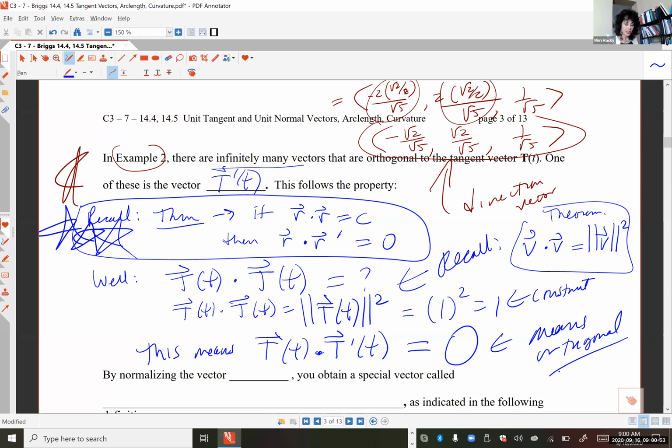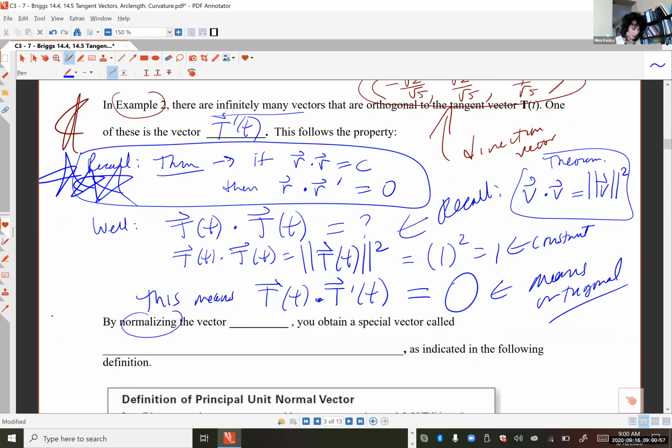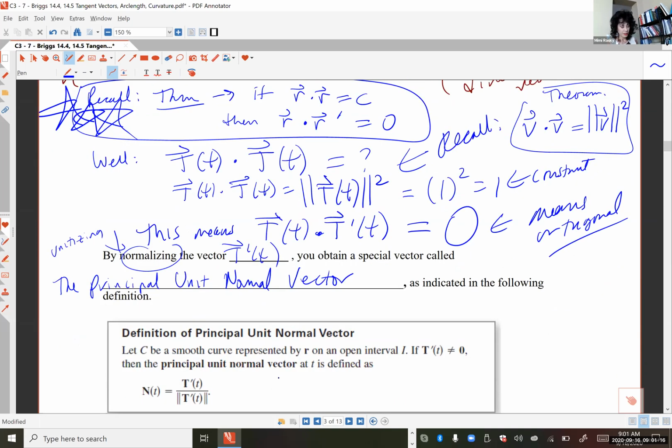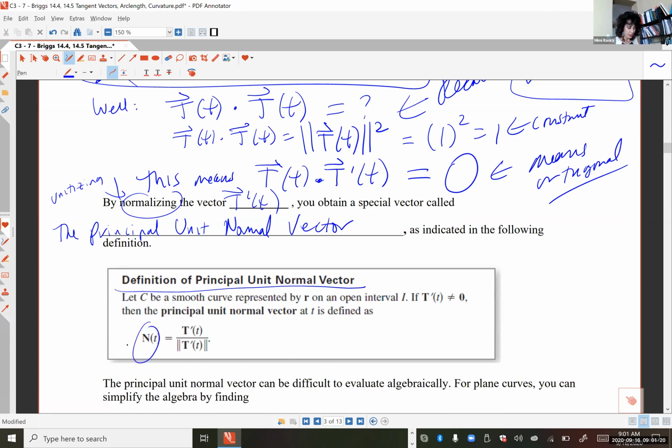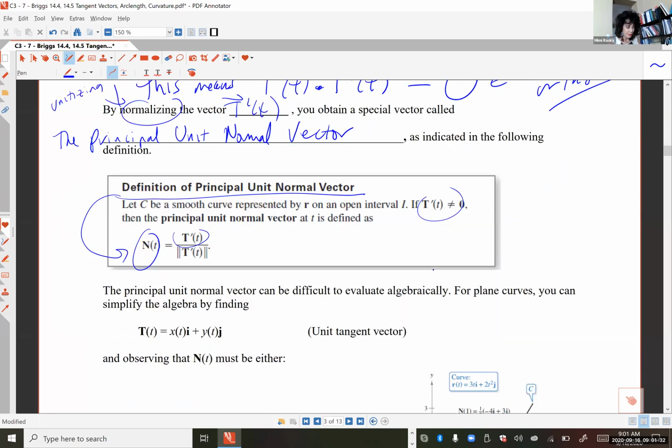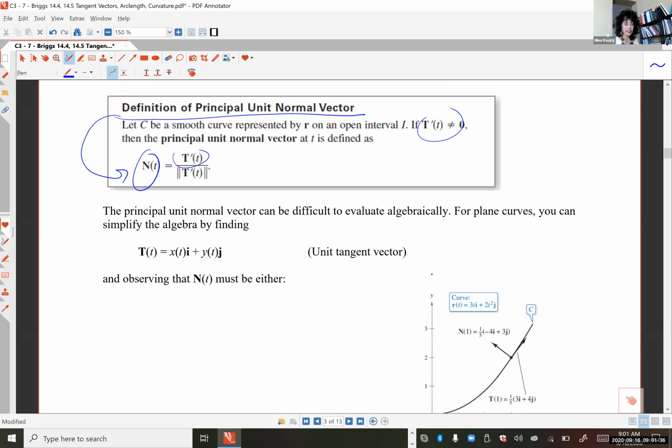Now, we're going to unitize big T prime. By normalizing, which in this case means the same as unitizing, big T prime, you obtain a very special vector called the principal unit normal vector, where normal means orthogonal. Now we're going to get the definition of this principal unit normal vector. The notation we use for him is big N. All you do is get big T prime and unitize it. That's it. And assume, of course, that big T prime is not a 0 vector because you don't want to divide by 0. Now, it's sometimes really a pain to get this, just because it takes a lot of algebra, lots of calculus, possibly, sometimes the algebra put together, and it can be a major pain in the buttocks.